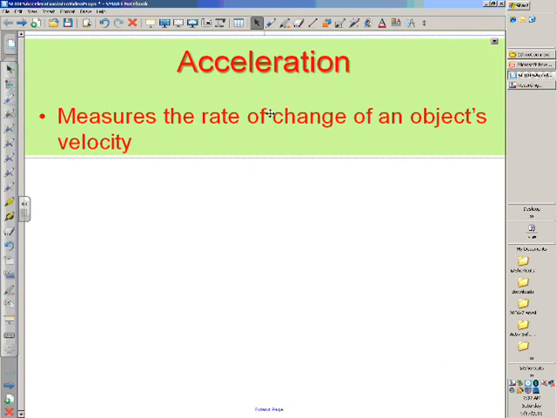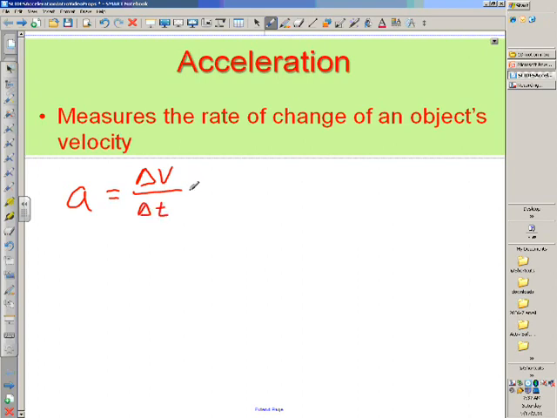Hopefully, somewhere along the way, you've come across the idea of a rate. Whenever we measure rate in the definition of something, we're talking about the change in that measurement, the change in whatever it is over time. And acceleration is no different. The rate of change in object velocity. That means that acceleration is equal to the rate of change of an object's velocity. So delta v, change in velocity, over delta t.